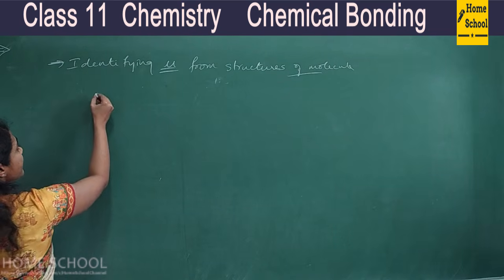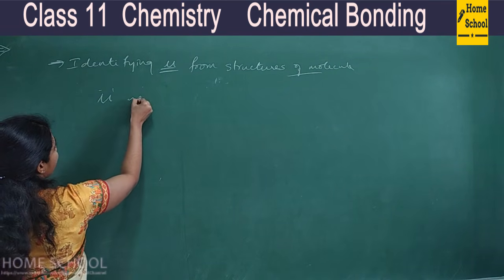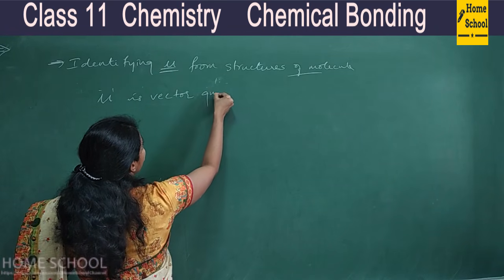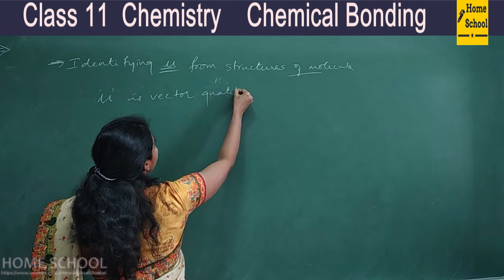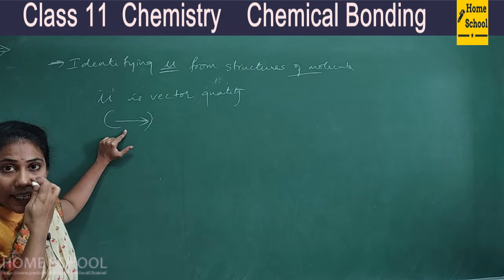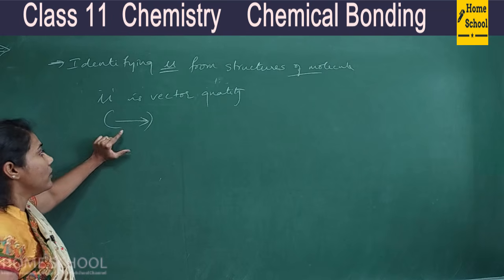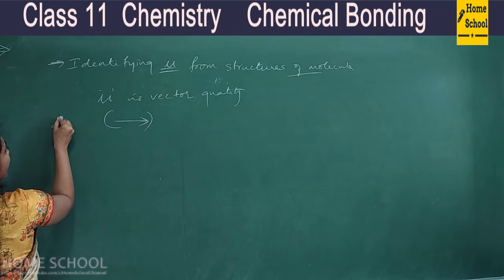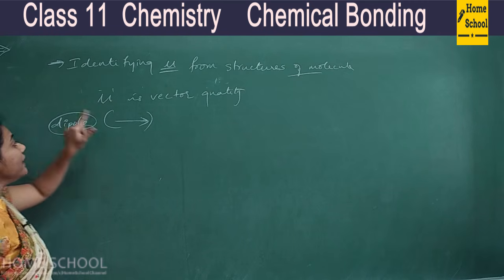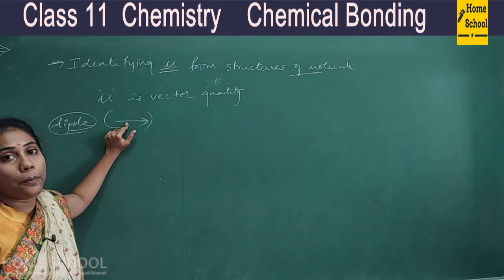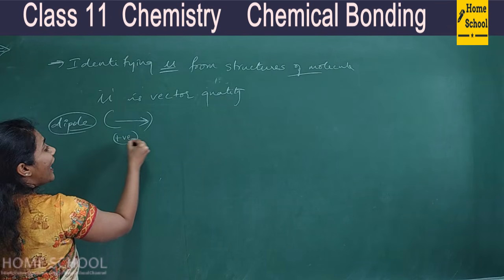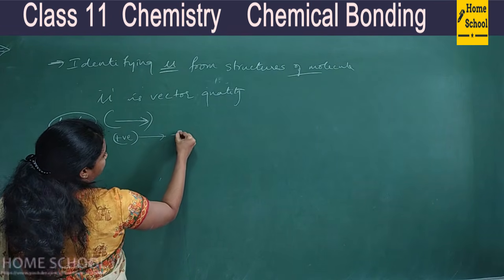First thing you need to learn is your dipole moment is a vector quantity. So we know the properties of vectors, right? A vector quantity will be mentioned with the help of an arrow mark. Dipole in a molecule can be represented with the help of an arrow mark. Okay, so you have to show the arrow mark from positive atom to negative atom.